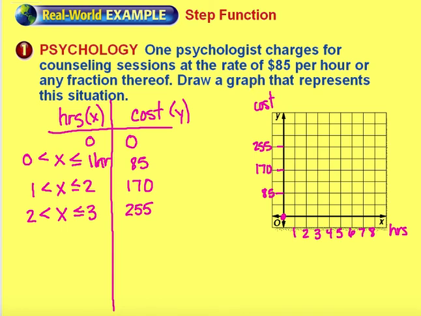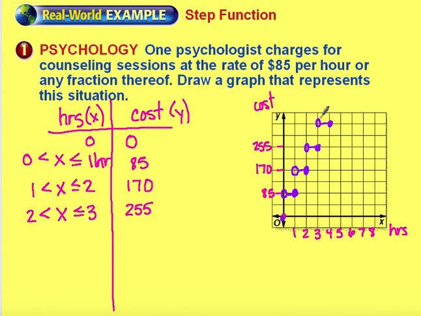So now I'm going to plot this. At 0 hours, it costs me $0. But as soon as I go over 0 hours, I jump up to 85. So I'm going to put my solid dot there, and I'm going to keep it solid until I get to 1 hour. Anything over 1 hour is going to jump to 170. So in this case, the open circle is actually going to go first. And the pattern is going to continue from there.